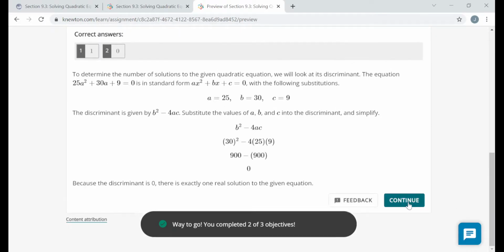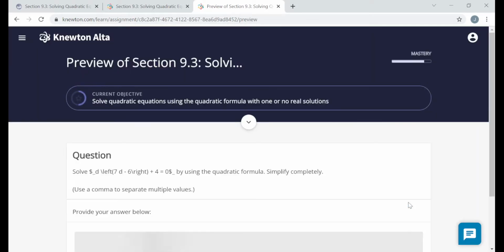Great. All right, so that objective's done. Wonderful. So the last questions are on the objective where you're going to have either no real solution or one real solution. So remember, when there's no real solution, that meant the discriminant was negative. B squared minus 4ac was negative. And one real solution you just saw when the discriminant is 0. Alright, so let's look at this equation.